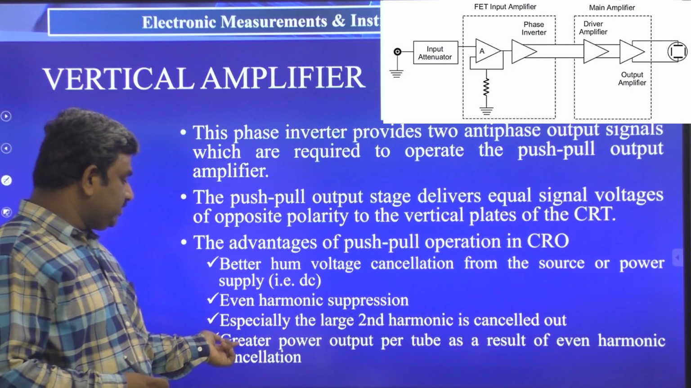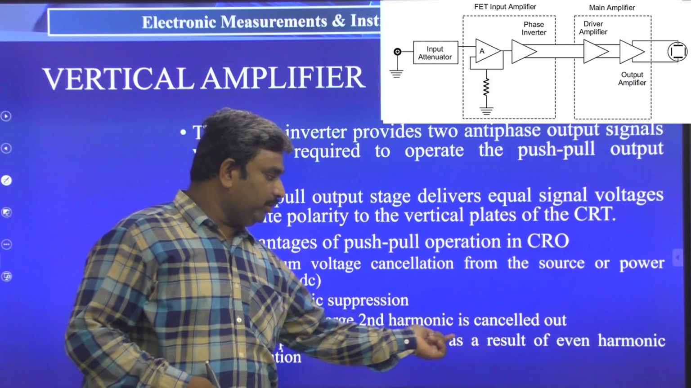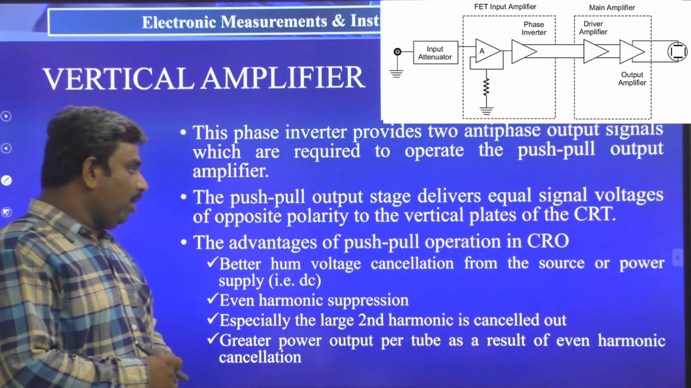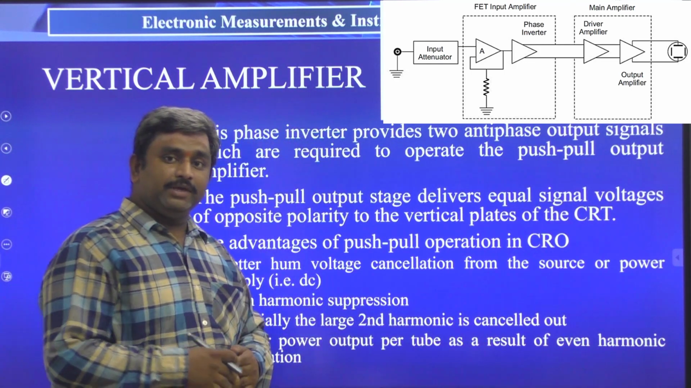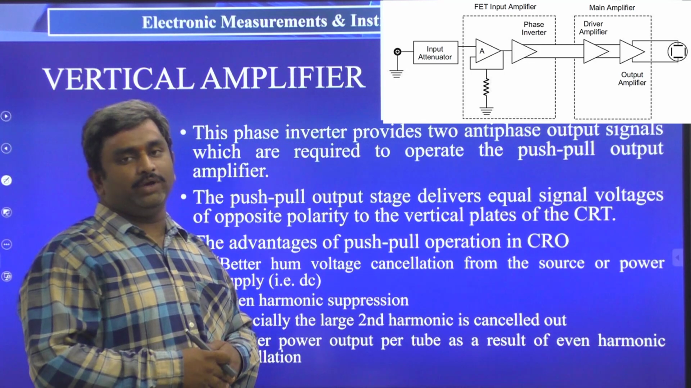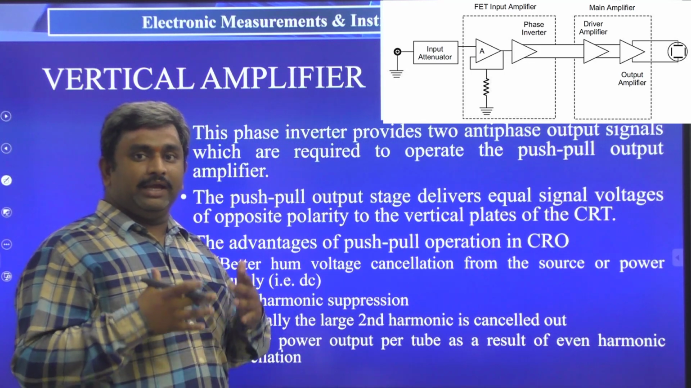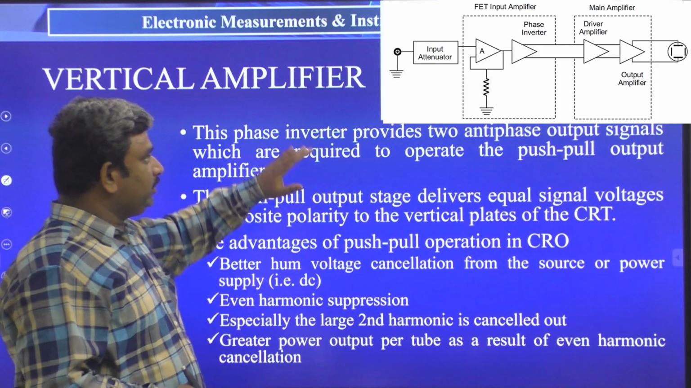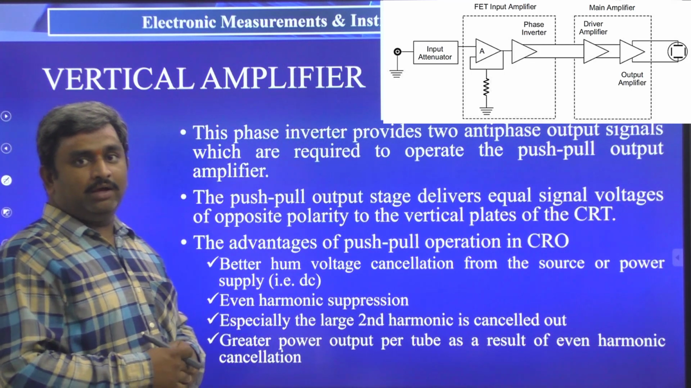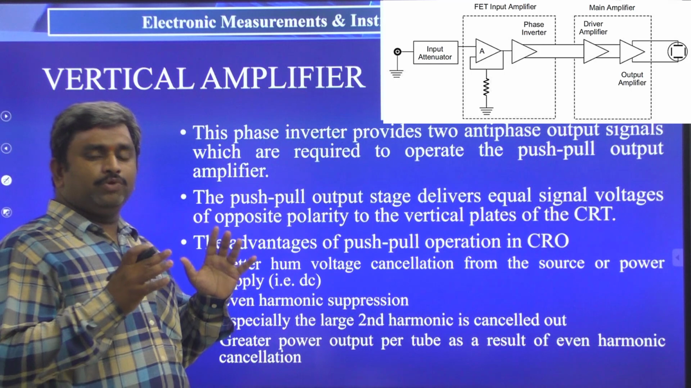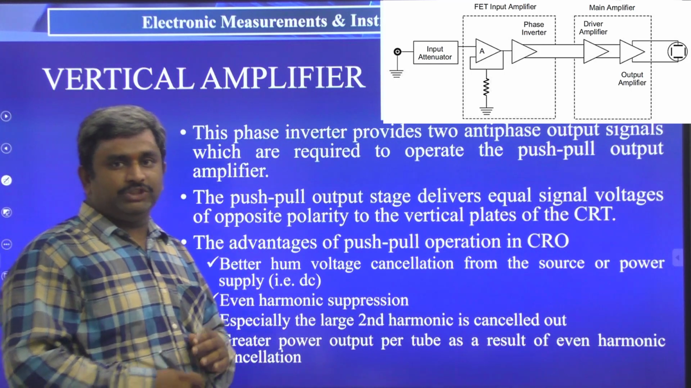And the last one, greater power output per tube is the result of even harmonic cancellation. If you reduce those harmonics, you will get a greater output power from this circuit. So this is the total vertical amplifier operation.